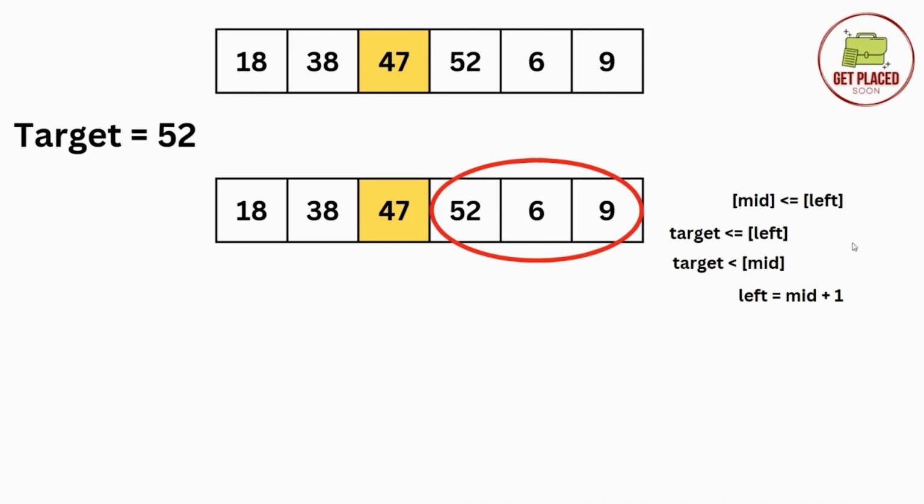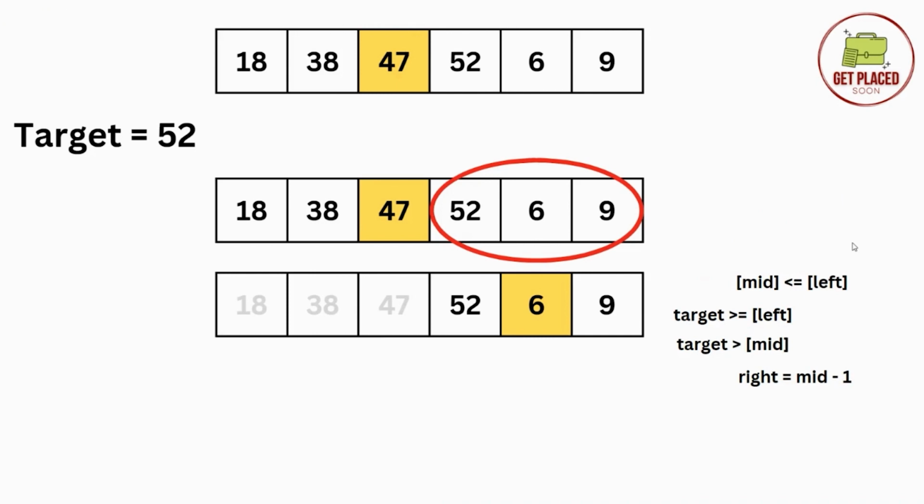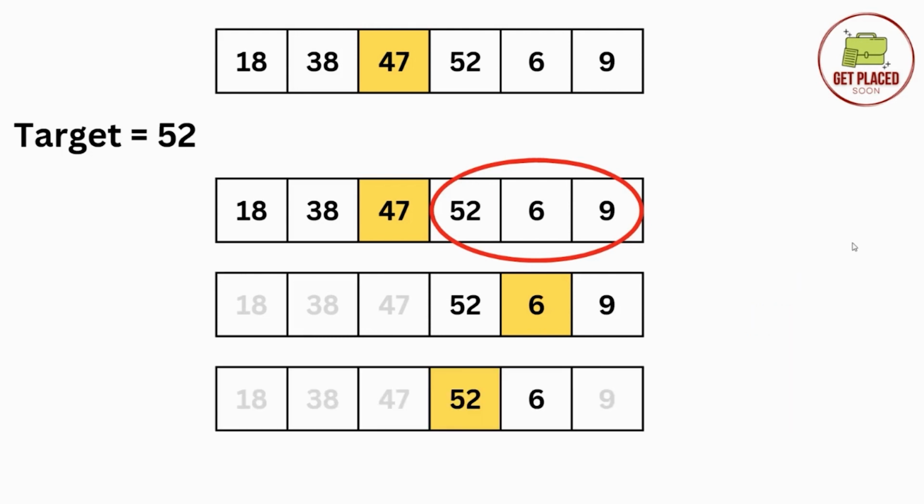Okay. Now looking at the right part of the array, 52, 6 and 9, now 6 becomes the mid value. When 6 becomes the mid value, the left pointer is 52, and 9 is the right pointer. Now again comparing left, mid, target. Target is greater than or equal to left, yes. Target is greater than mid, yes. So which means the right part of the array is sorted. By eliminating the right half, we update the right pointer, concentrating on the left. So right is equal to mid minus 1. So there are only two elements left. When we do binary search again, we will understand that 52 is the target.